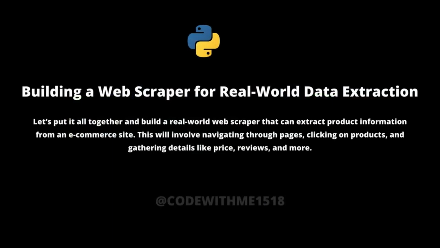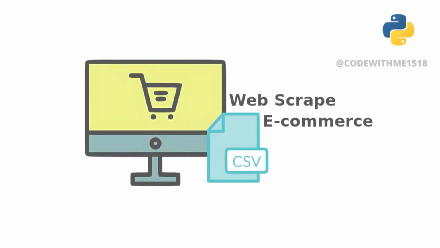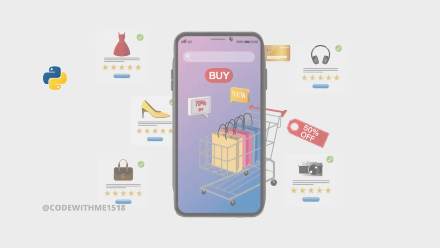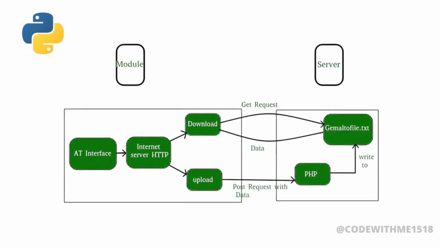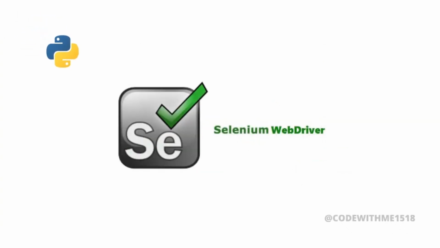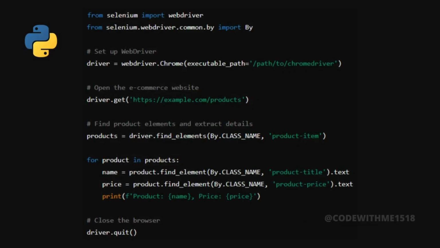Let's put it all together and build a real-world web scraper that can extract product information from an e-commerce site. This will involve navigating through pages, clicking on products, and gathering details like price, reviews, and more. We'll use both requests_html and Selenium to handle this task. First, let's set up the scraper to collect product names and prices.